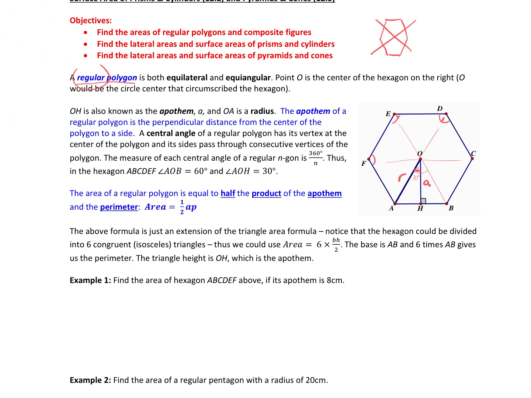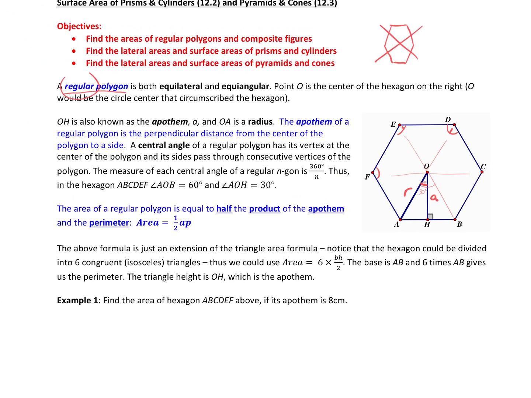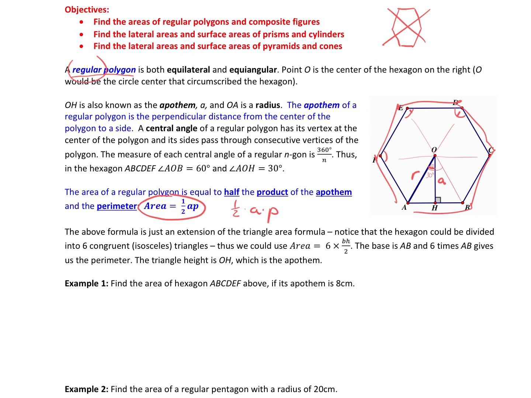And then, if you've got all that figured out, the area of the regular polygon is one half times the length of the apothem times the perimeter of the whole thing, A = 1/2 a p. And I will discuss in class the why of that.